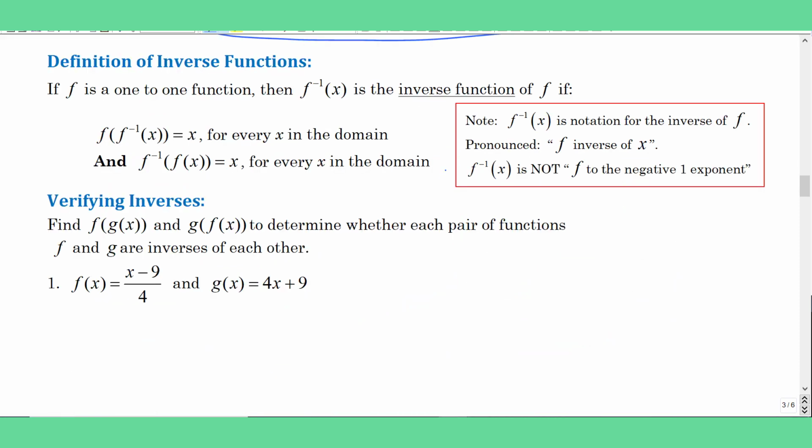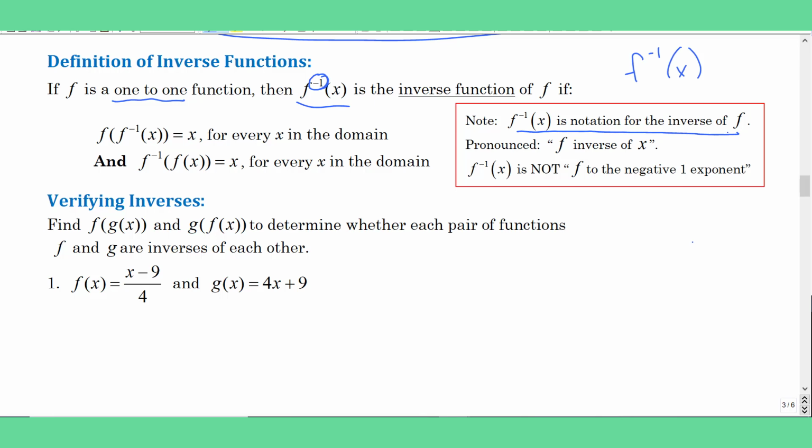The definition of an inverse function. If f is one-to-one, remember it has to be a one-to-one function, then f⁻¹ is the inverse function of f. Now that -1 is just a new symbol, but it's the inverse of the function f.